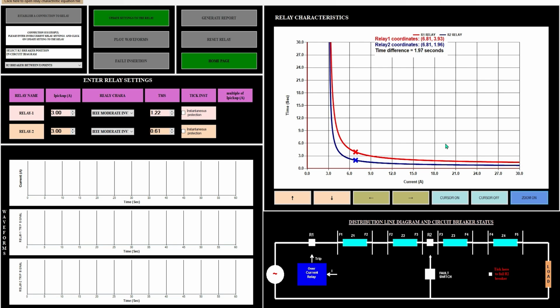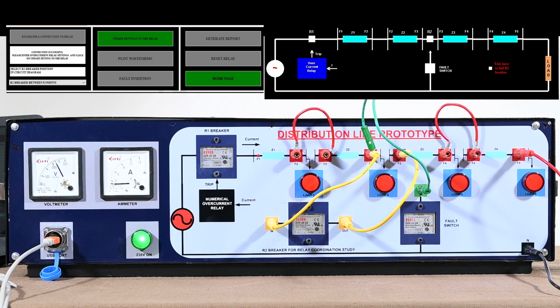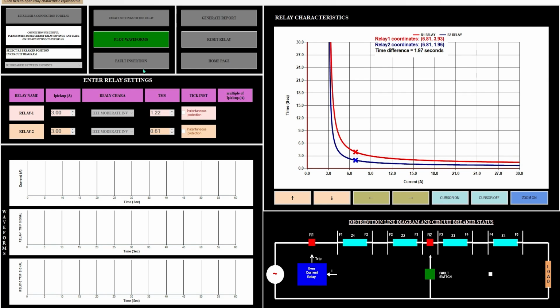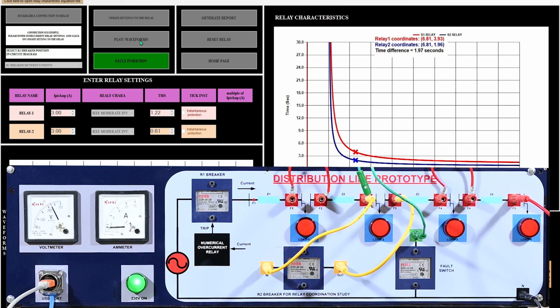Once the relay settings are entered and the coordination is verified, proceed to click on Update Settings to Relay. This step sends the configured protection parameters to both the relays in the kits. After successful update, close both the breakers in the relay kit to complete the circuit. This establishes a healthy operational condition, allowing the relays to monitor the line and respond to any fault as per the newly applied settings. Next, click on the plot waveform button.